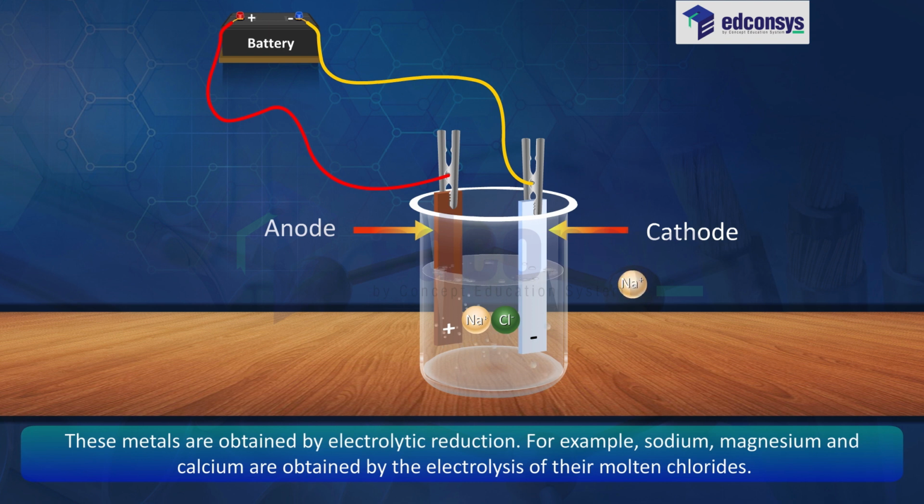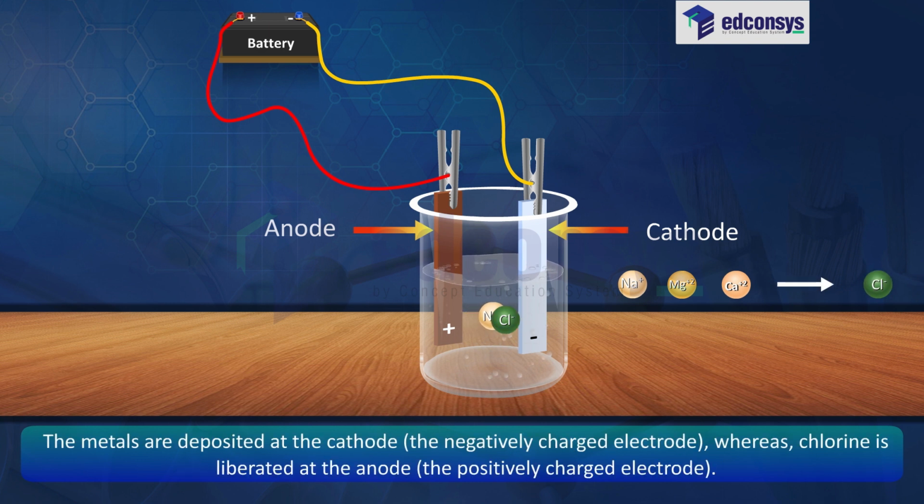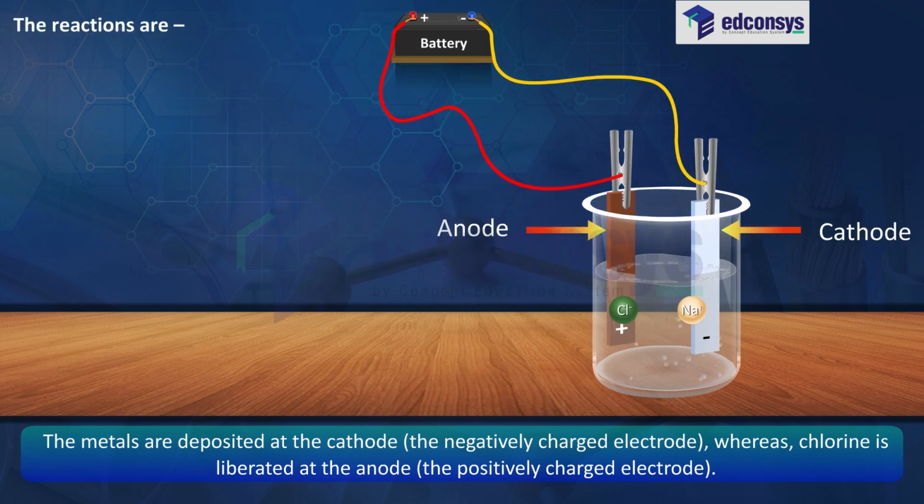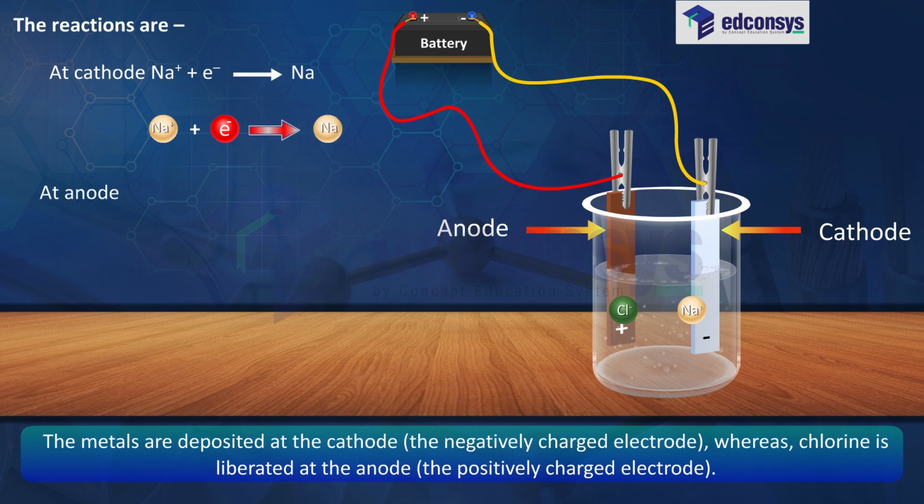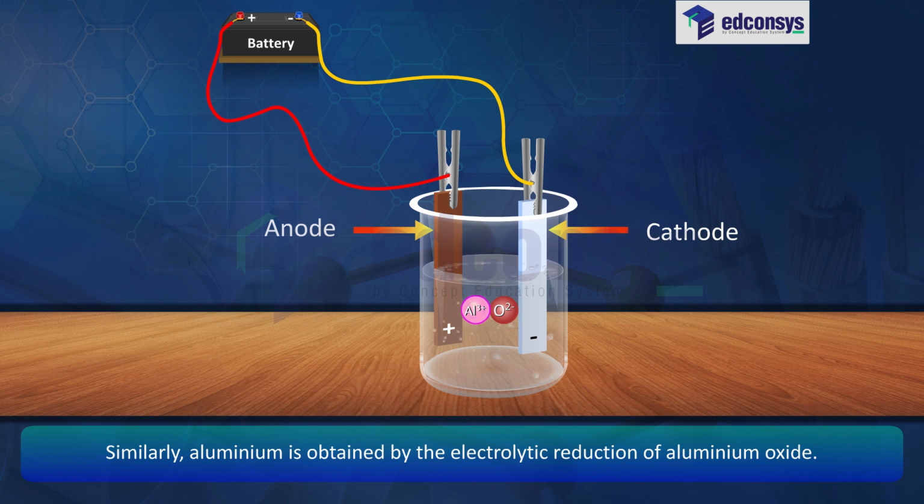For example, sodium, magnesium and calcium are obtained by the electrolysis of their molten chlorides. The metals are deposited at the cathode, that is, the negatively charged electrode, whereas chlorine is liberated at the anode, the positively charged electrode. The reactions are: at cathode, Na+ + e- gives Na. At anode, 2Cl- gives Cl2 + 2e-. Similarly, aluminum is obtained by the electrolytic reduction of aluminum oxide.